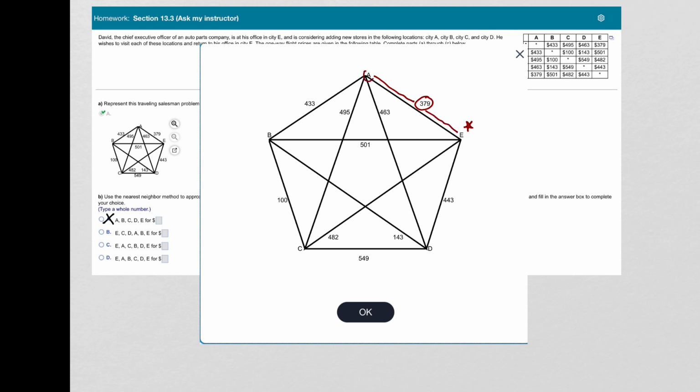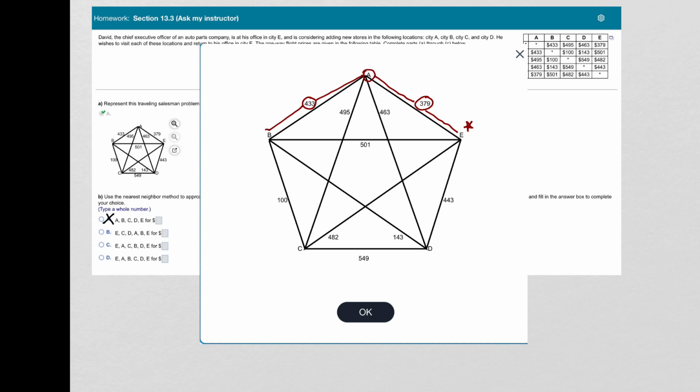Now that I'm in City A, I want to see what is the cost of traveling to the remaining cities. So we have $433, $495, and $463. I can't go back to E immediately, so I ignore the $379. So the least expensive is $433. So that means we're headed to City B, and we forget the other ones.